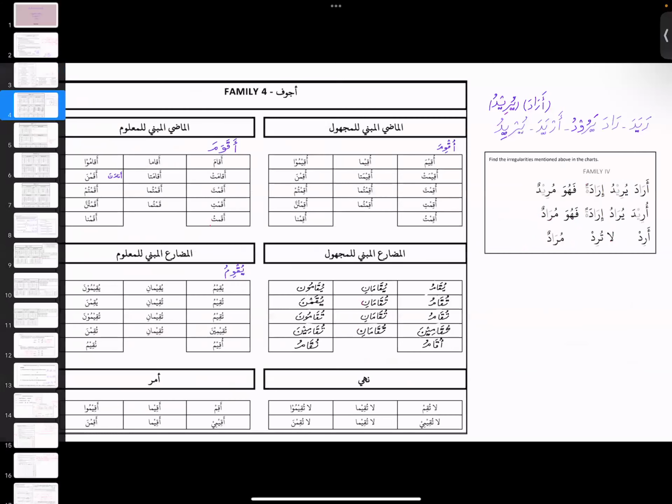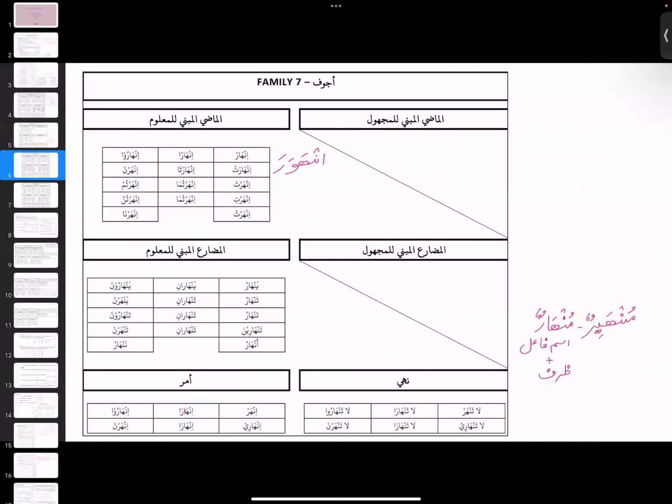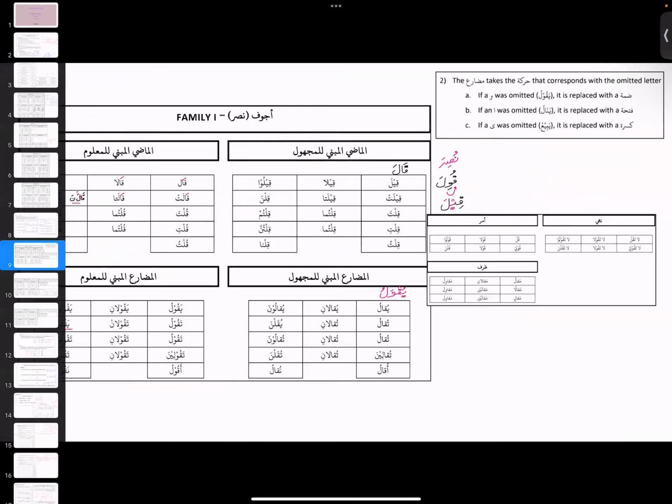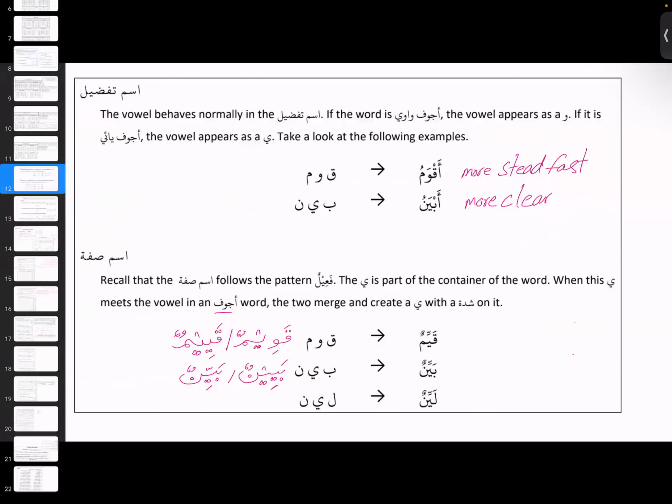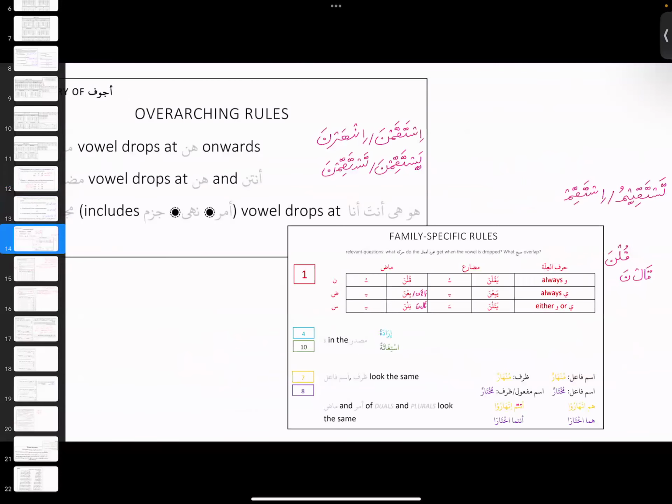Okay, so then we saw all these verbs. Then ism tafdil, akwamu, abyanu, on the pattern of afdalu. Then ism sifa. What is going to happen at ism sifa? The middle root letter is going to take a shadda. Qawimun, then waw changes into ya and this becomes qayimun, and then the two ya merge together and it becomes qayyimun. Same is bayyinun. So we need to remember that as well. And then this is basically the summary.